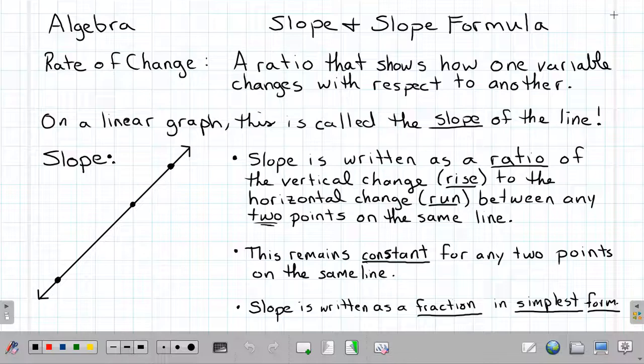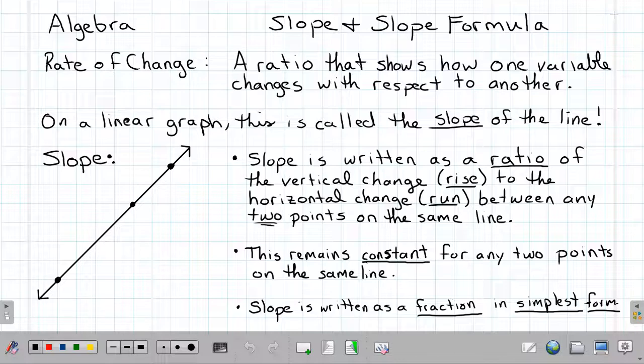Hello all and welcome to the algebra video for slope and the slope formula. The main things we're going to try to accomplish in this section are first to talk about what slope is in a mathematical sense, and then also talk about the slope formula, which is an algebraic way to represent the slope when you have points of a line.